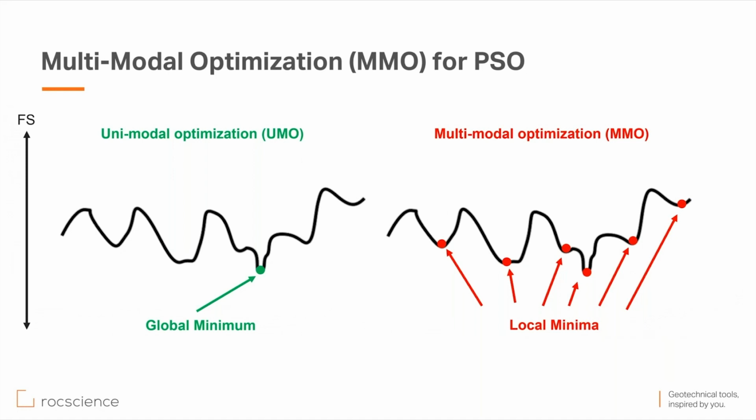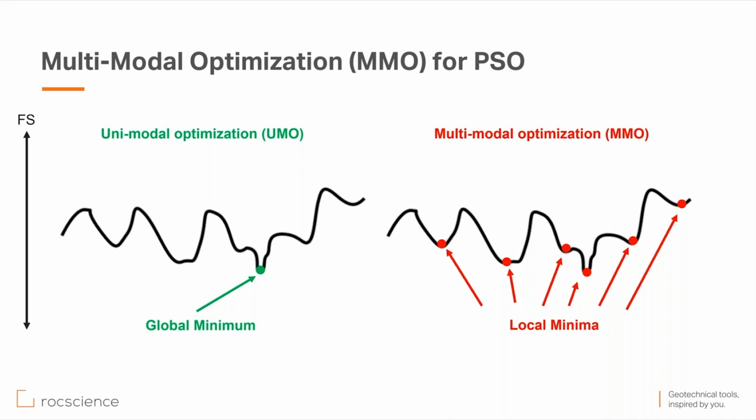So the primary motivation for this method lies in the fact that a slope model can have multiple modes of failure. Just like in many other optimization problems, we are sometimes not only interested in just the global minimum, but we are also interested in the results of local minimums as well.